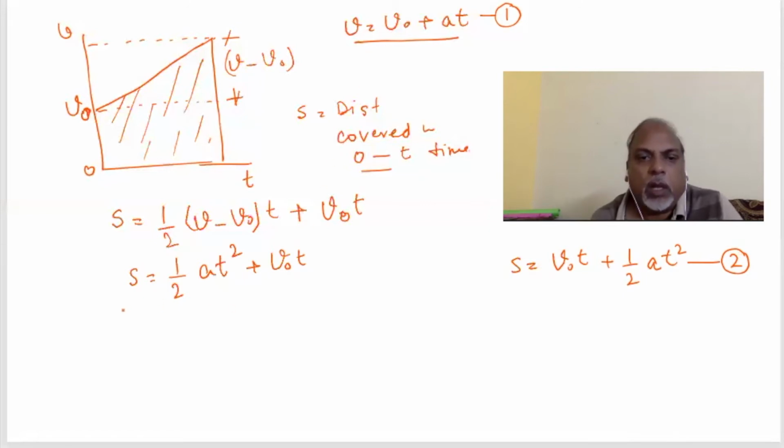Now let us see what the third equation is. Here, what will be this ordinate, the middle ordinate? It is v0 and this is v. So this will be nothing but v plus v0 upon 2.